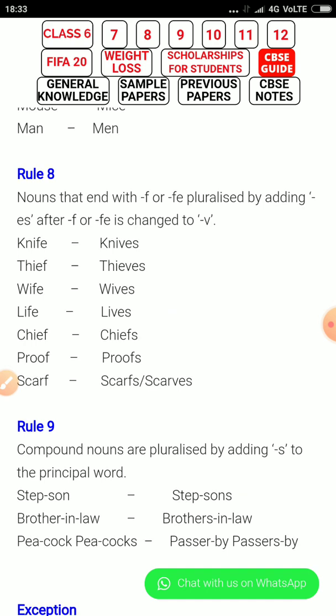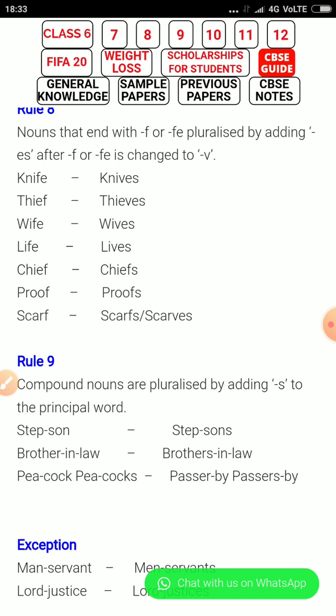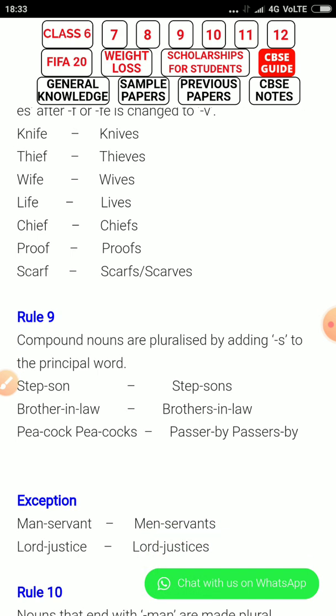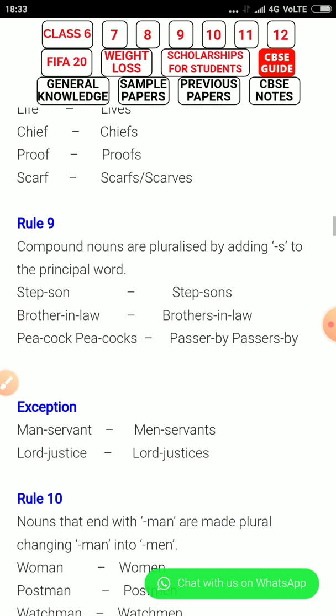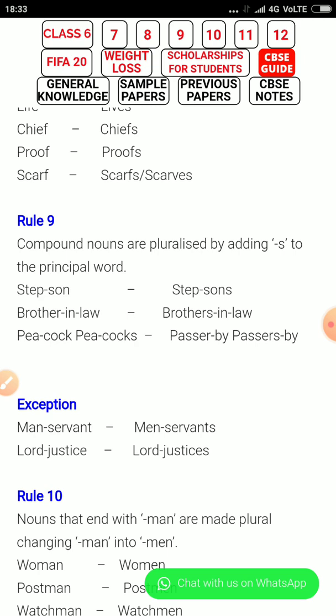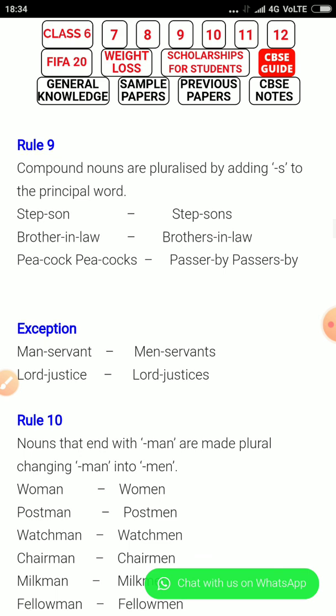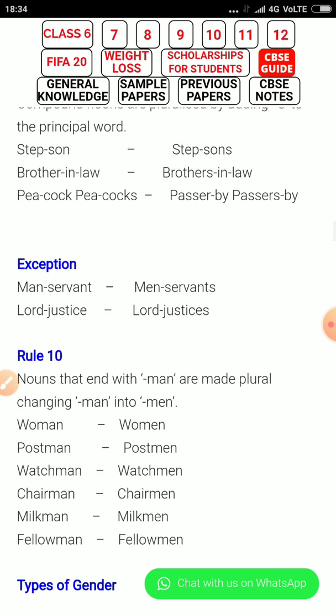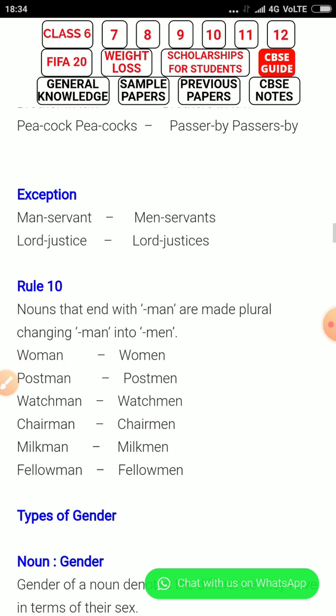Rule 9: compound nouns are pluralized by adding s to the principal word: stepson, stepsons; brother-in-law, brothers-in-law; peacock, peacocks; passerby, passersby. Exception: manservant, menservants; lord justice, lord justices. Rule 10: nouns that end with man are made plural by changing man into men: woman, women; postman, postmen; watchman, watchmen; chairman, chairmen; milkman, milkmen; fellowman, fellowmen.